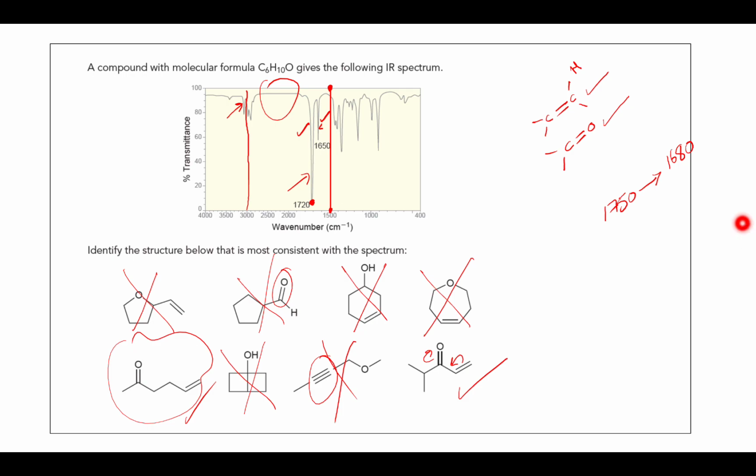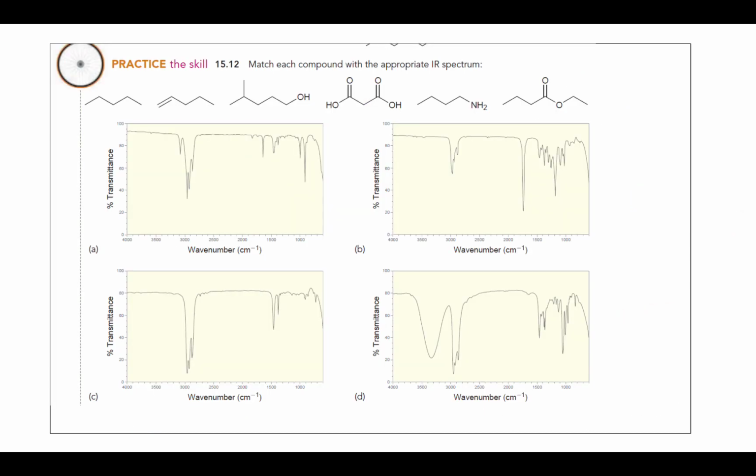So our compound is not conjugated, which means that our compound actually will be this one and not this one, because this one is conjugated, so its peak usually will occur at around 1650. So this is the right structure of the compound. Let's try to practice more.